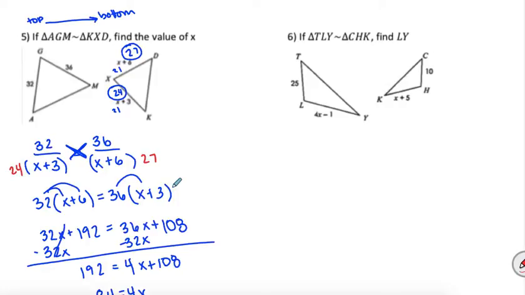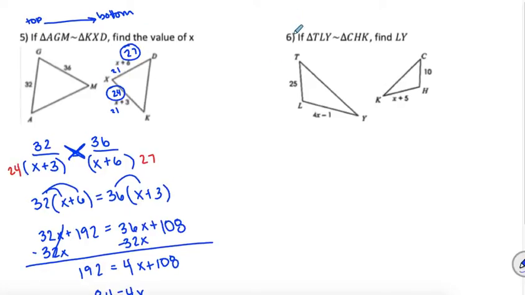I think we have a lot of things telling us we are right on the right path there. On number 6, now we have triangle TLY is similar to triangle CHK. Find LY. Okay, so here we were able to stop at find the value of x. When we found x, we were done. Now this is going to go ahead and ask us, like we did here, to plug back in to actually find this length here. So we have to make sure that we're finding what they've asked us to.